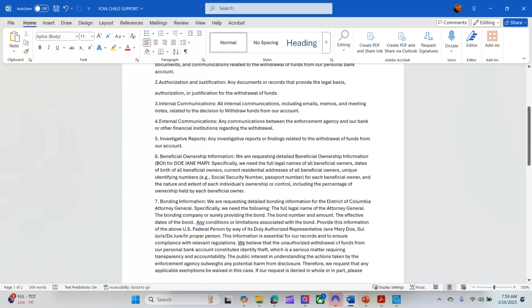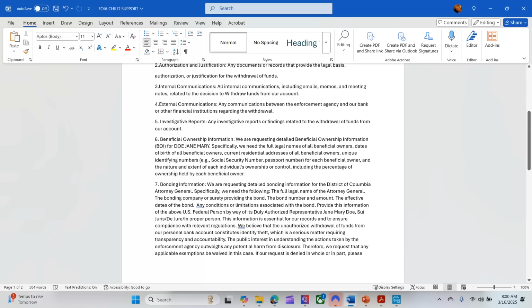Okay, so the bond number and amount, the effective dates of the bond, any conditions or limitations associated with the bond. Provide this information to the above U.S. federal person by way of its duly authorized representative, Jane Mary Doe, sui juris de jure improper person. Okay, I'm not going to tell you what that is. If you don't know, you have a little bit of homework now. I want you to look up what is sui juris de jure improper person.